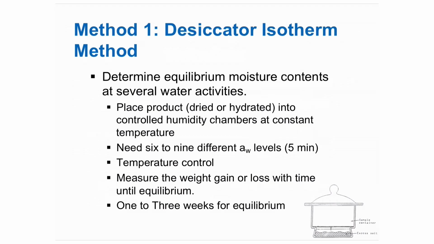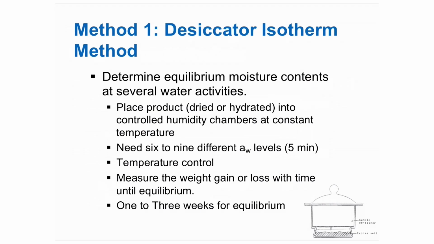Take your product, stick it in the containers with an excess of those saturated solutions. Wait, sometimes 2 to 3 weeks for equilibrium. When weight stops changing, you take them out. You know its water activity based on the salt that was used, and then you know its weight change, which can be used to calculate changes in moisture content. So each desiccator essentially gives you one data point.